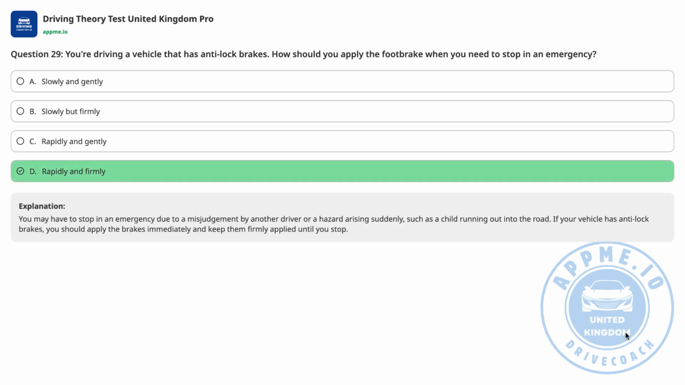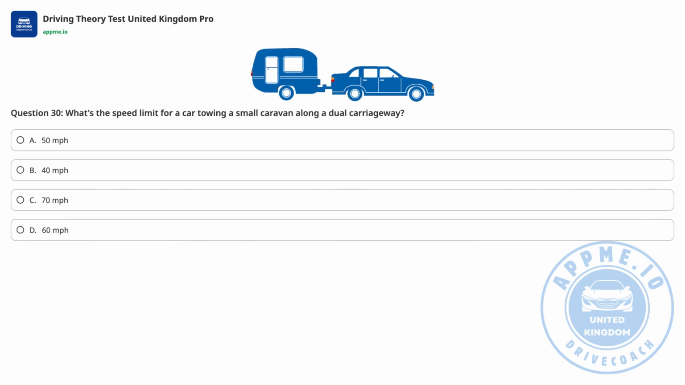The correct answer is D. Question 30. What's the speed limit for a car towing a small caravan along a dual carriageway? A. 50 miles per hour. B. 40 miles per hour. C. 70 miles per hour. D. 60 miles per hour.